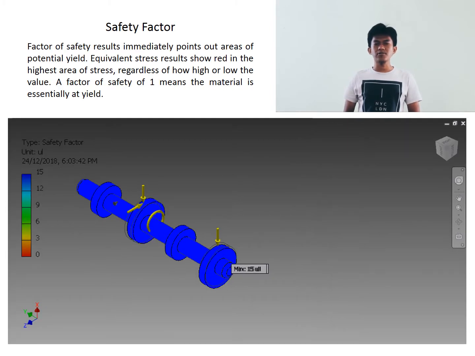And next, for the safety factor, for this shaft, the safety factor is around 12 to 15, and this value means that the shaft is safe to be used.